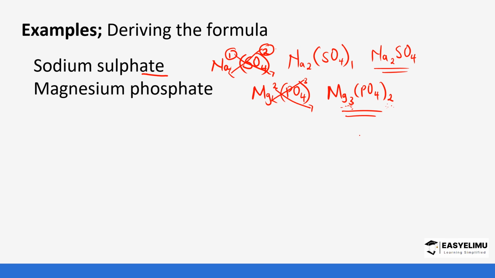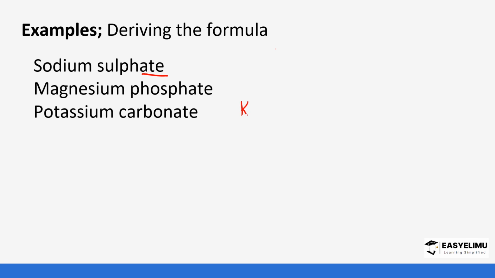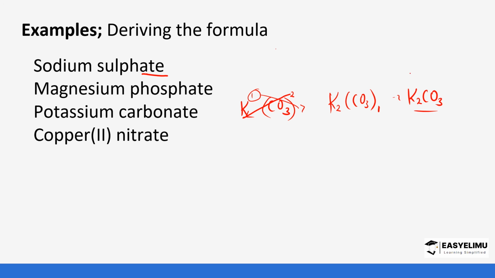Another one is potassium carbonate. So potassium, valence is 1. Carbonate, valence is 2. So as we said, you put this in bracket and then you crisscross the valences. So it becomes K2 into bracket CO3 and then 1. So this is 1 outside the bracket, so we don't need to put the bracket. So the answer becomes K2CO3, potassium carbonate.